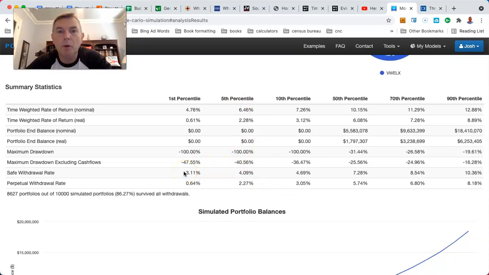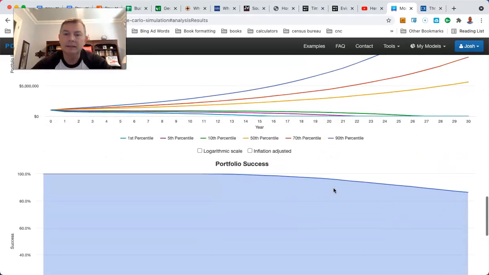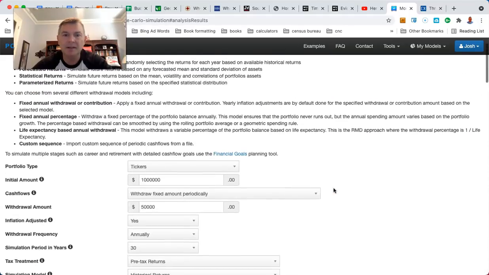If you took 3.11%, you wouldn't run out of money. If you took 4.09%, you wouldn't run out of money. If you took in the 10th percentile 4.69, you would. See how that works? It's like, okay, so just take out 3%, you won't run out of money. But why would you do that to yourself? Because 10% of the time, you could have taken out 1.5 times more, 50% more. Crazy. That's in Wellington Fund.